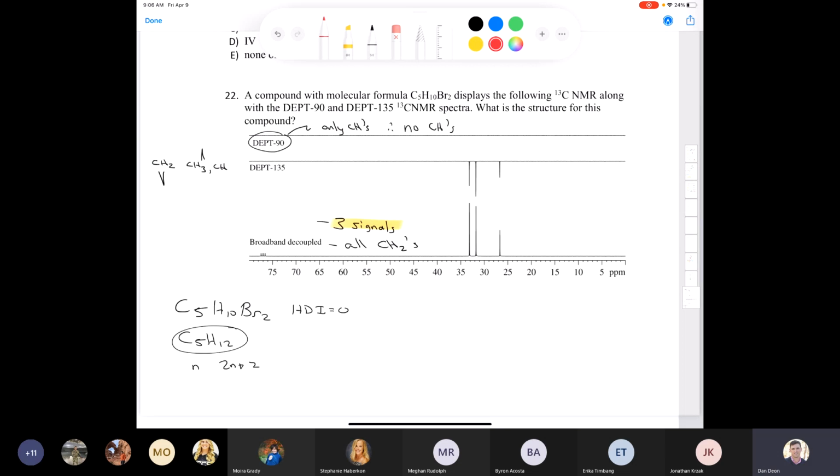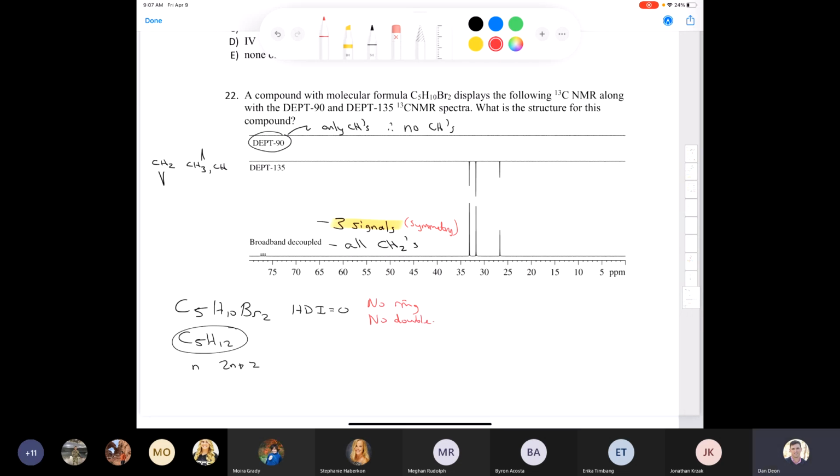But could anybody name this molecule or give me an idea? If there's only 3 signals in the molecule, there must be a plane of symmetry, right? So we could put that in here. There must be symmetry. It's not a ring. It can't be a ring because the HDI is 0. So if the HDI is 0, there is no ring and no double bond. There's no units of unsaturation.